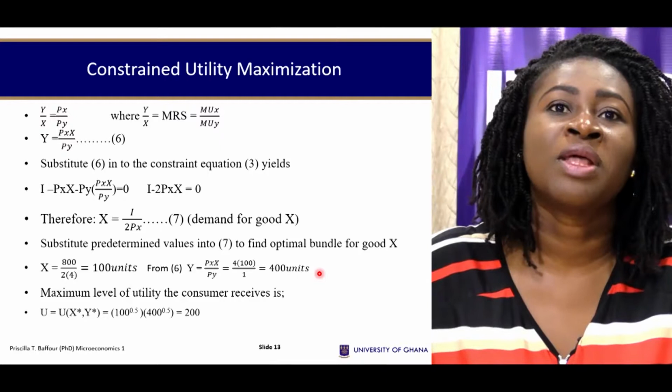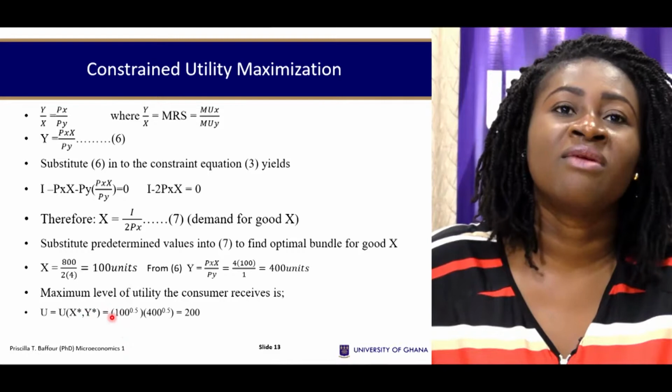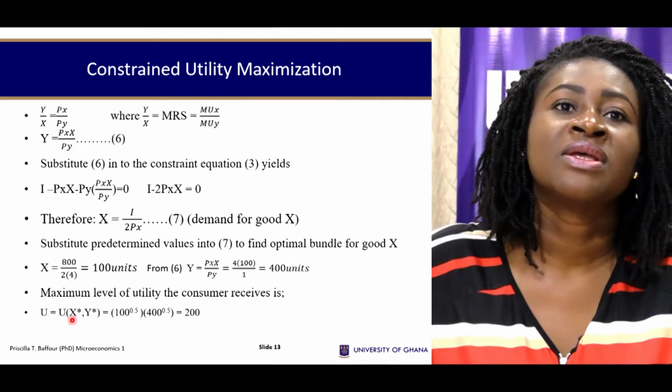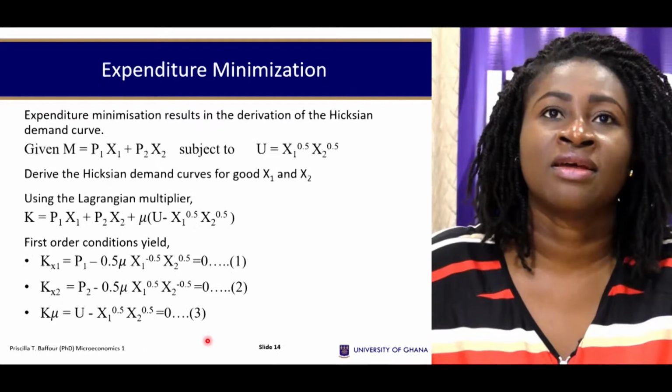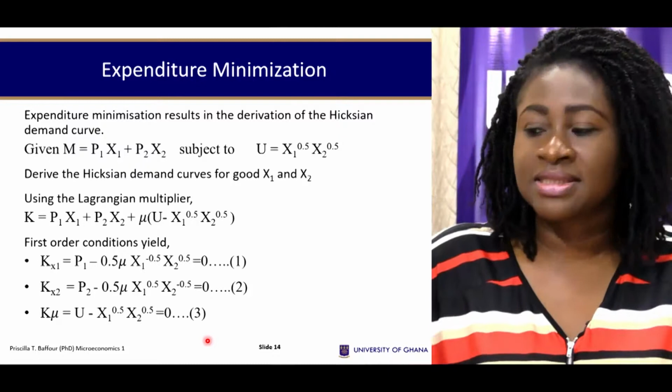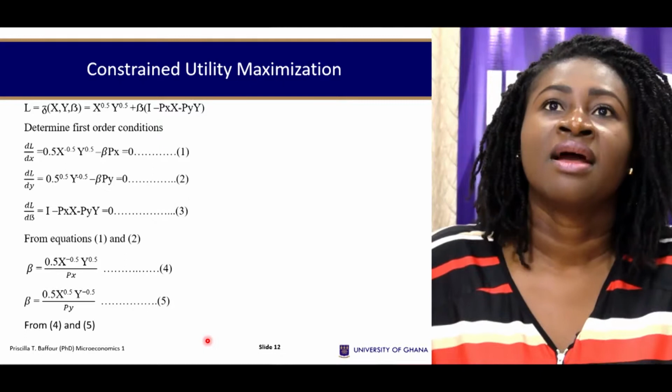So the maximum level of utility, this is the utility function, right? And we know that it is what? U as a function of X to the power 0.5, Y to the power 0.5. So we substitute the values and the maximum utility is 200 that the consumer can have. So that was maximizing utility subject to a given constraint, right?